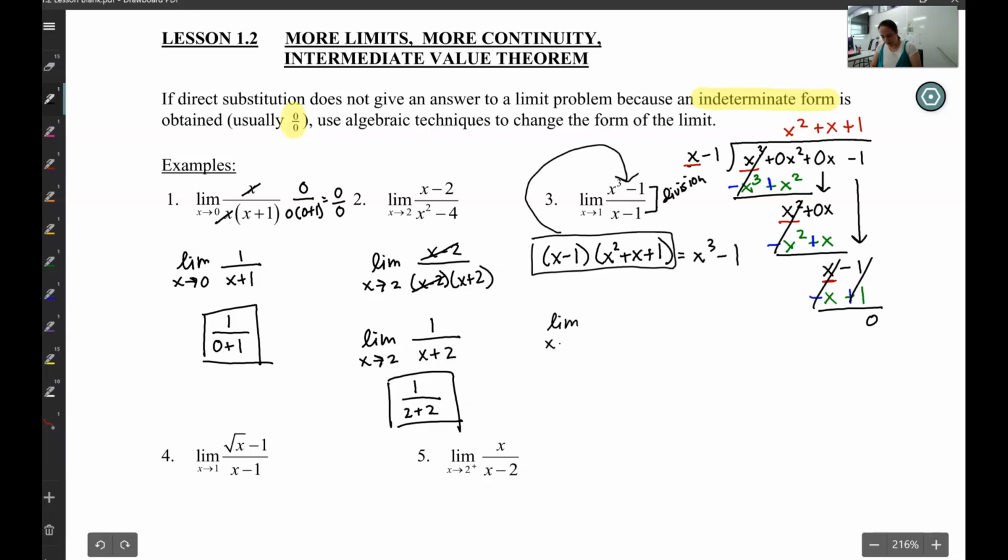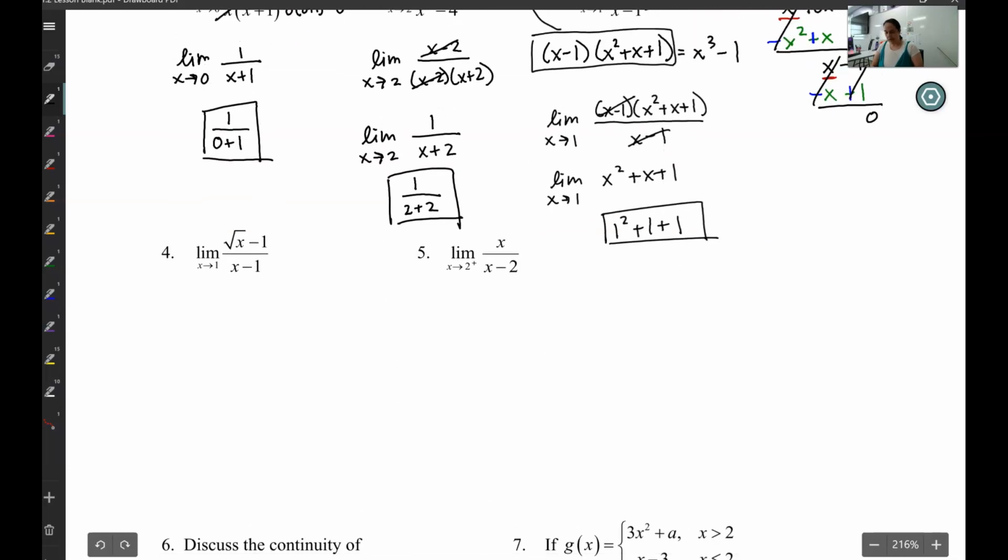So I've got limit as x goes to 1 of x minus 1 times x squared plus x plus 1 all over x minus 1. And now I see I have factors cancel. So I'm left with x squared plus x plus 1, which I can now do my direct substitution. Okay, in the next video, we'll do these last two problems.